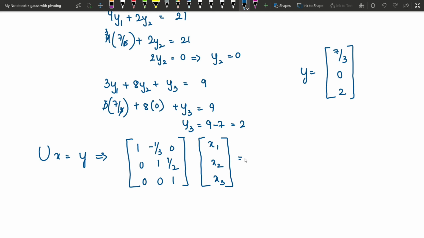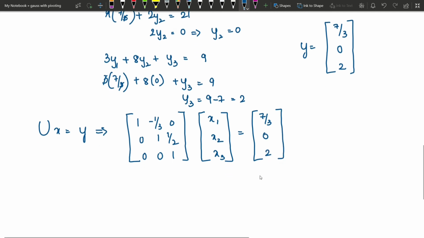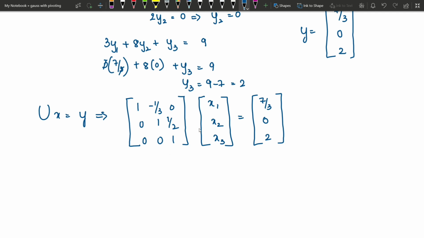Now we use this with our upper triangular matrix, Ux equals Y. We will write the matrix U into X. This is the actual unknown variables x1, x2, x3, and it is equal to our intermediate solution which we have introduced, which is 7 by 3, 0 and 2. Here we will start from the last equation because in the last equation we don't have x1 and we don't have x2. So we have only x3. So x3 equals 2.